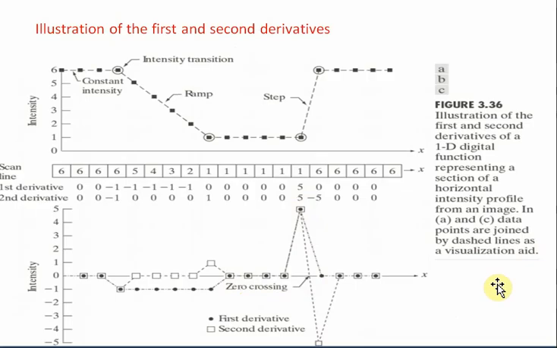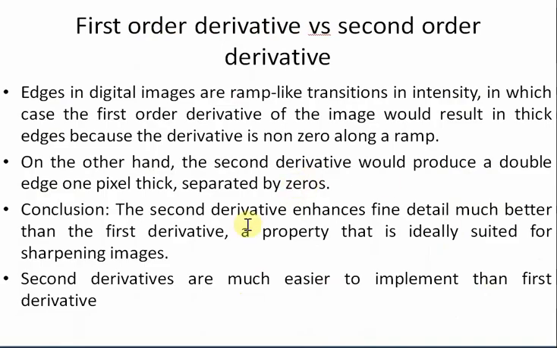Very large thickness, so when compared with the first order derivative, the second derivative enhances very fine details also. So if you want to enhance the very fine details, you may apply the second order derivative. Otherwise, you may apply the first order derivative. And one more advantage is that second order derivatives are much easier to implement. For implementation purposes also, when compared with the first order derivative, second order derivatives are much easier.